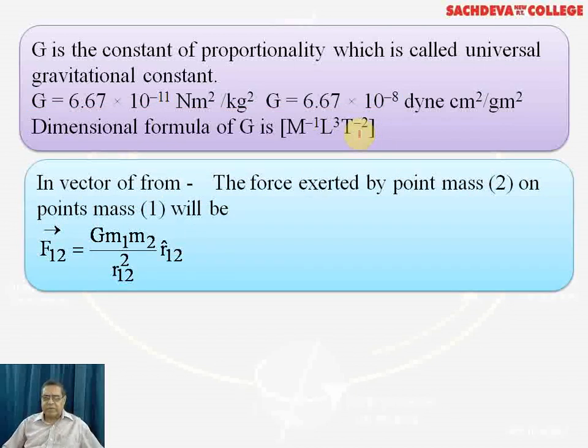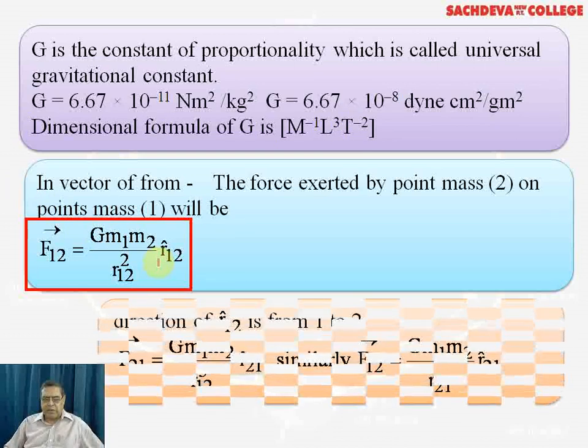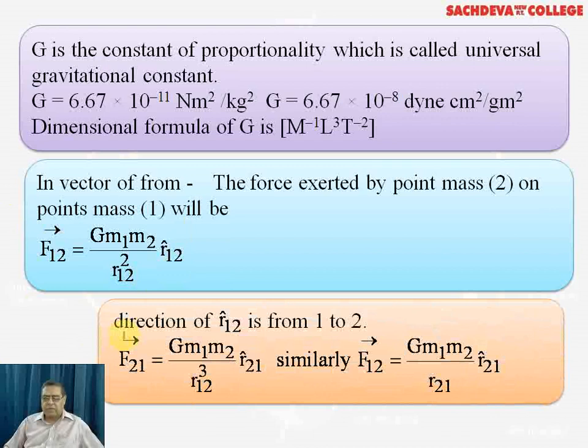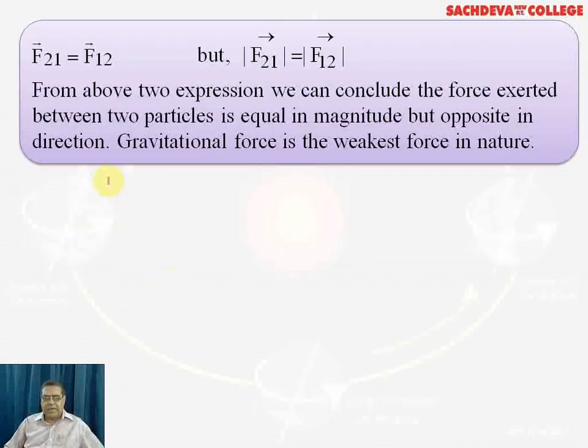So the vector form we have discussed. The vector form is given here: F12 is equal to G m1 m2 by r square, times r12 cap, the position vector. And another thing is F21 is equal to minus F12, but the magnitude of F21 will be equal to the magnitude of F12. And we find that gravitational force is the weak force of nature.